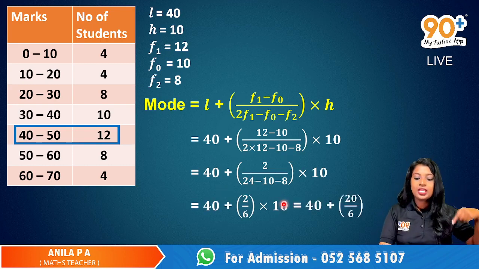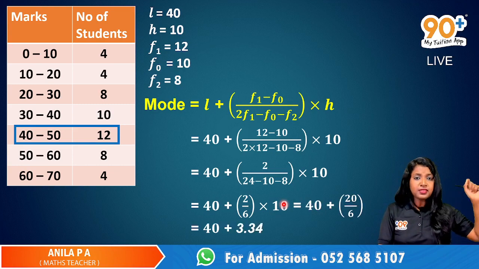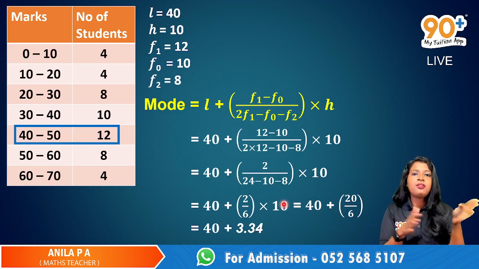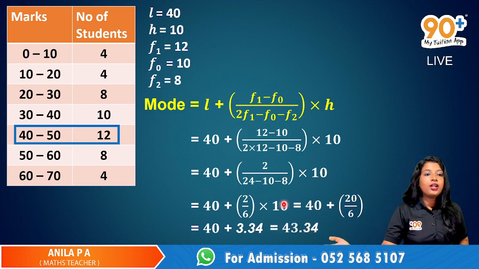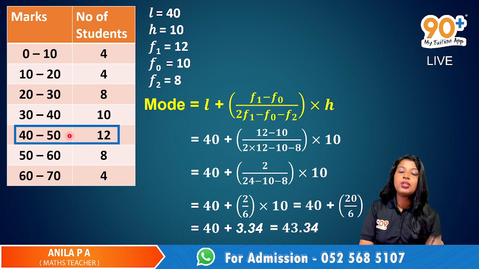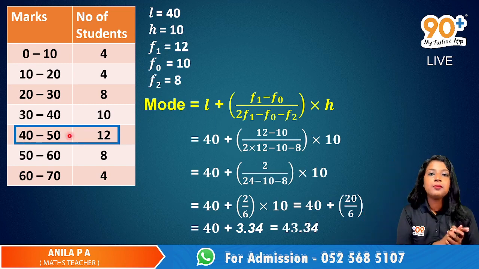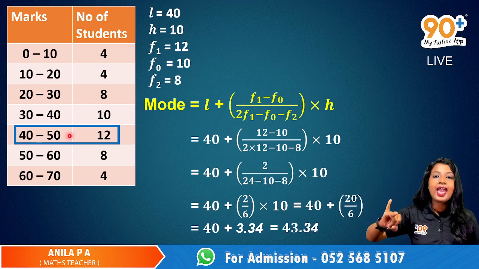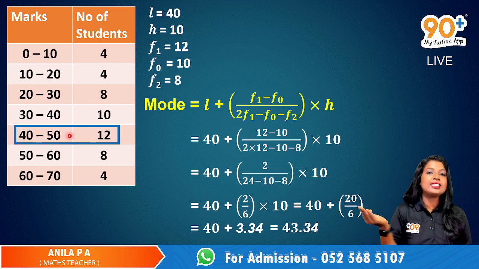When you do 20 by 6, you get 3.3333 and so on. So 40 plus 3.34, we are rounding it off. So we get 43.34. See, 43.34 lies between 40 and 50. That is why it is the modal class. So we got the mode, median, and the mean of the given frequency distribution.